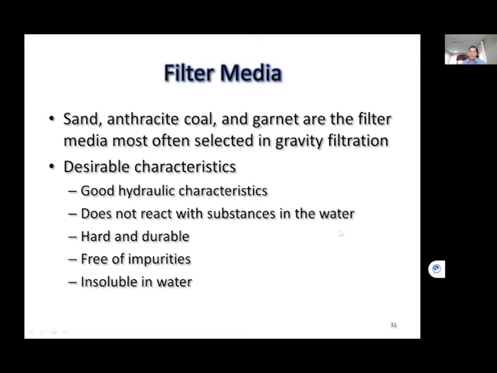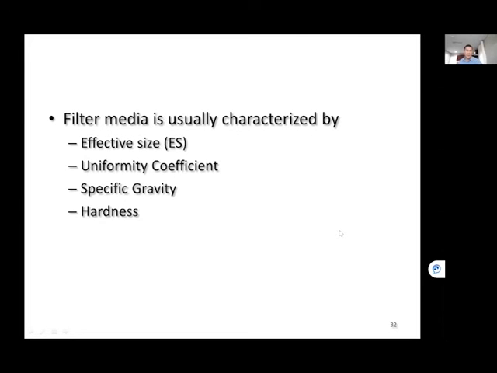These are your typical medias used in filters, and they're used because they have good hydraulic characteristics, do not react with substances in the water, and are hard, durable, free of impurities, and insoluble in water. Filter media is usually characterized by the effective size, the size of that media; the uniformity coefficient, how uniform the media is compared to other media in the filter; the specific gravity, how heavy it is; and the hardness.